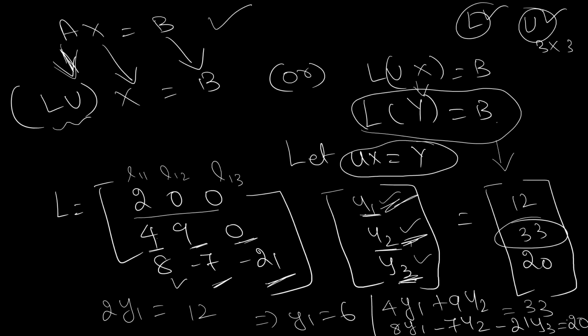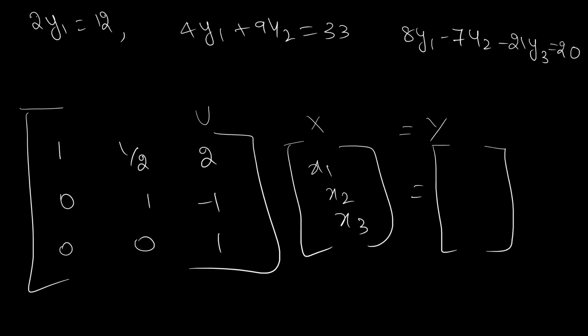Now if you see here, these are the three equations we got on the previous slide. 2y1 is equal to 12. Therefore from this y1 is 6. Now you substitute y1 as 6 in the second equation. So what we get, 4 into 6 plus 9y2 is equal to 33. So when you simplify, you will get y2 as 1. And now you got y1 and you got y2. If you substitute here in this equation and simplify, you'll get y3 as 1. So you got y1, y2, y3.